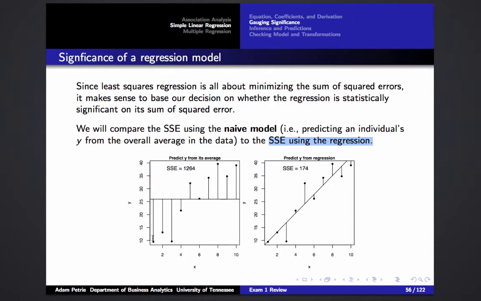And so we can look at the error that the naive model makes, basically the distance of the actual values of y from the value predicted by the naive model, square that error, and sum that up over every individual, and it turns out we get a sum of squared errors of 1264.